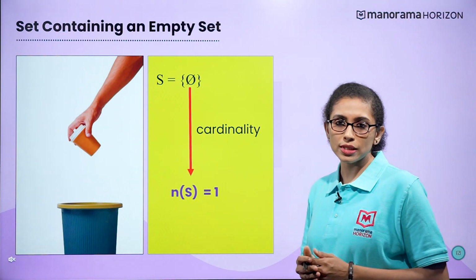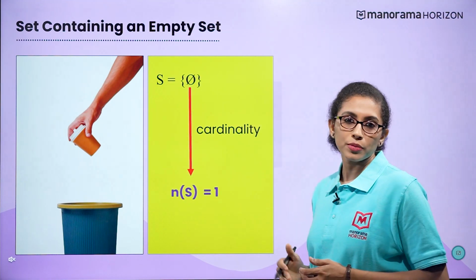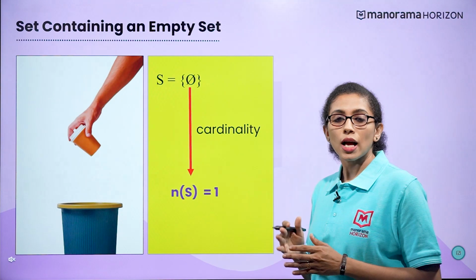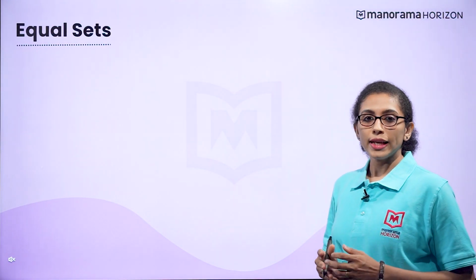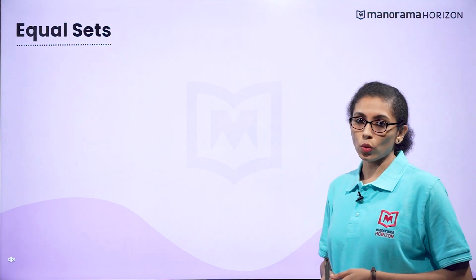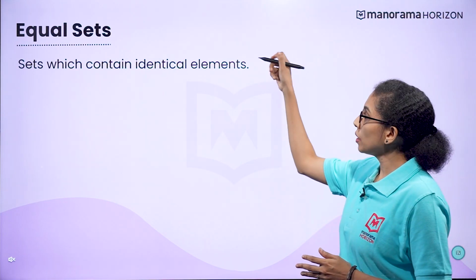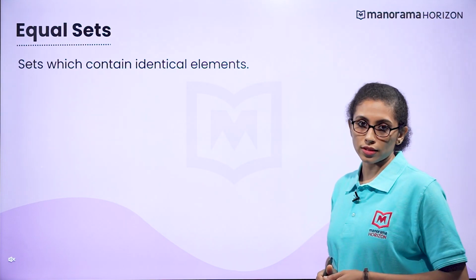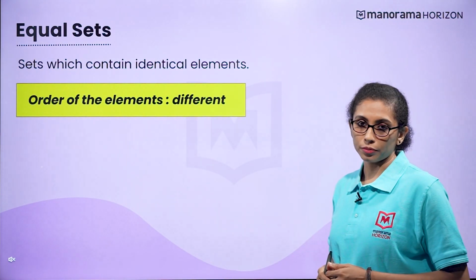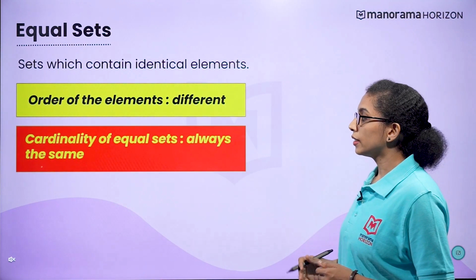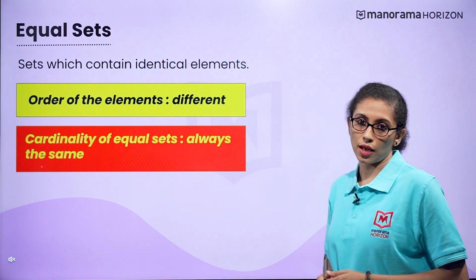So far, we have discussed 2 types of sets, the finite and infinite sets and the empty set. Next we will discuss another important kind of set: equal sets. Now what are equal sets? Sets which contain identical elements are called equal sets. The order of the elements can be different, but the cardinality of equal sets is always the same.